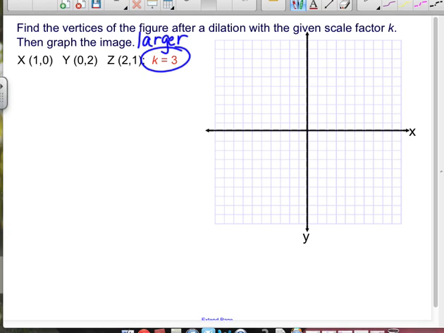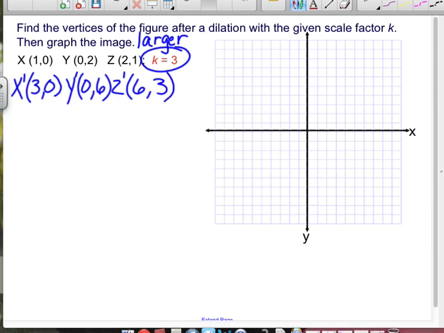I'm going to take each x and y value in these ordered pairs, multiply them each by 3, and I'm going to plot those points. X prime, 1 times 3 is 3, 0 times 3 is still 0. Y prime, 0 times 3 is 0, 2 times 3 is 6. Z prime, 2 times 3 is 6, 1 times 3 is 3. These are my new vertices. I'm going to plot these points. I'm going to draw this dilation.